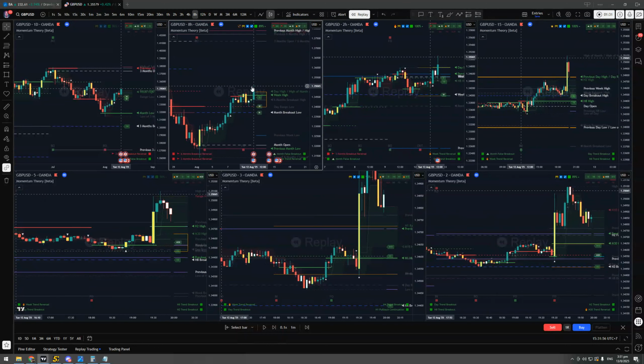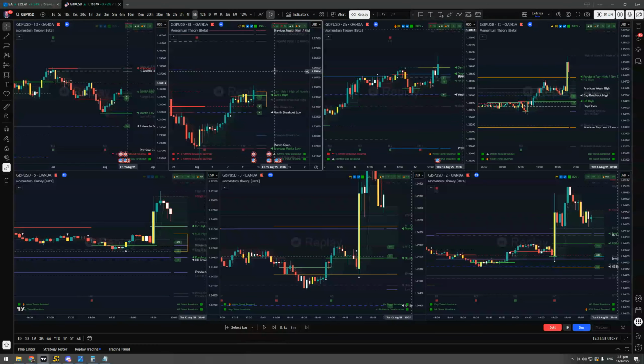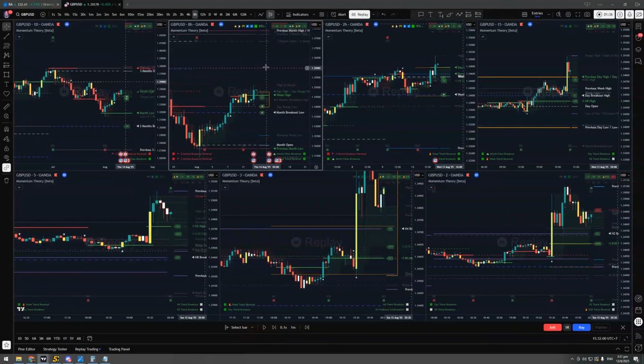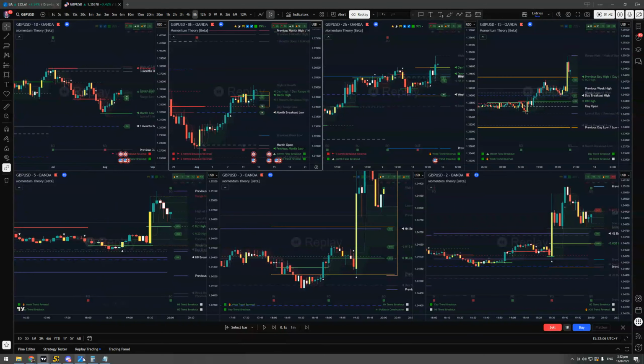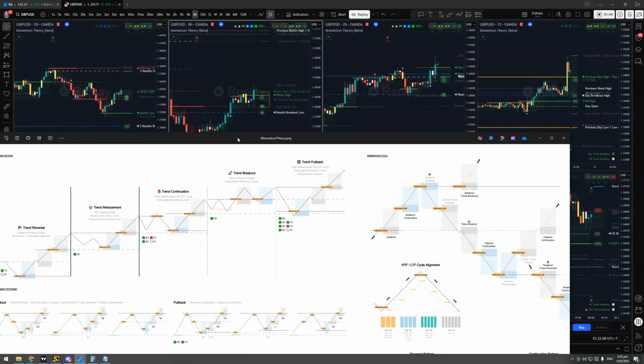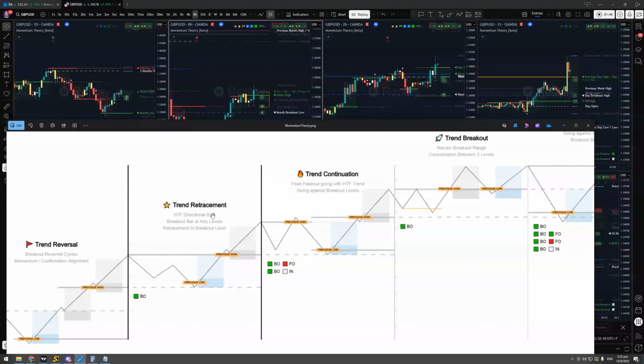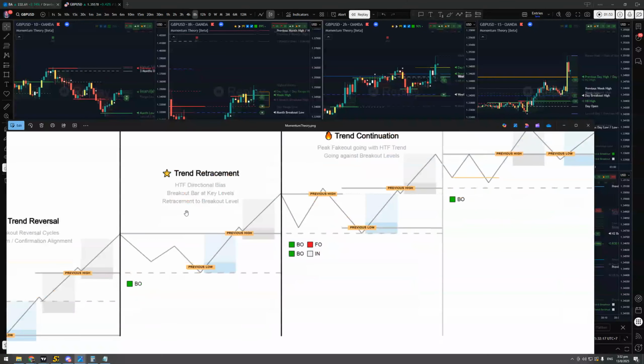Basically, all I'm waiting for is this bar to close, confirming that breakout. So once it confirms that breakout, everything I'm looking for is satisfied here, and I'm looking for a trend retracement setup. Trend retracement setup, I want to have higher time frame directional bias, which we have. Then I want to see breakout bar at key levels. We have that on the H8 as well as the H2. And then I want to see price retrace back to the breakout level, fake out the momentum time frame, and then take the trade back up to the highs and possibly higher than that.